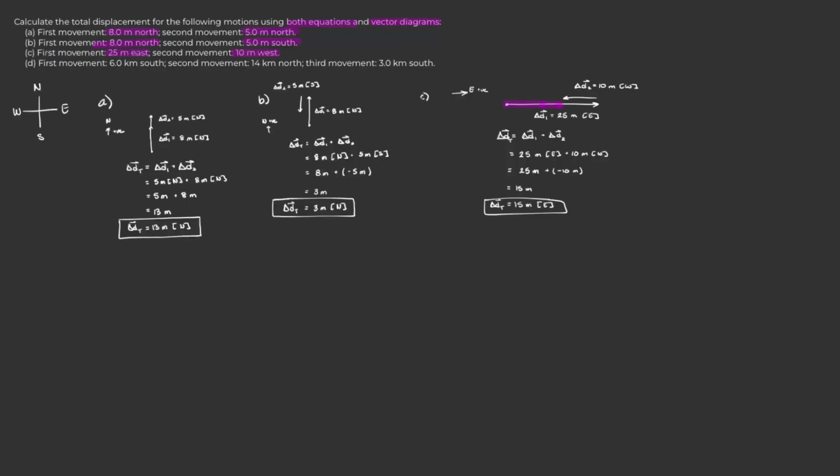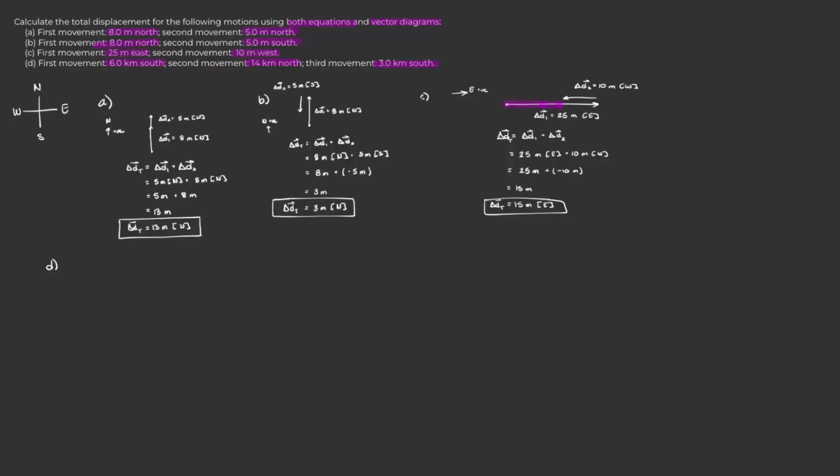All right. On to the last question now. Probably the hardest question of them all, so if you can do this last one, then I think you're golden. Now they give us 3 movements. There is 6 kilometers south. Then we're moving 14 kilometers north and 3 kilometers south.